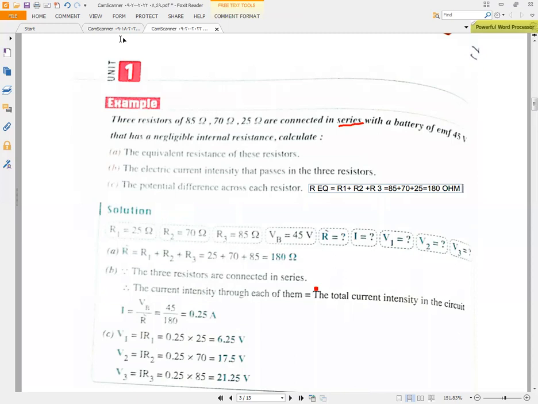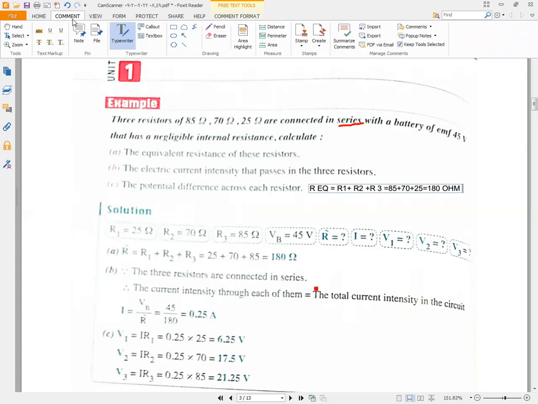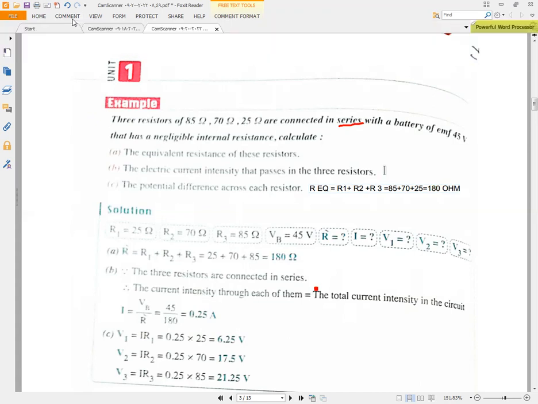Next, the electric current intensity passing in the resistors. When they are connected in series, they have the same value of the electric current. So to calculate the current intensity all over the circuit, it will be the same. We'll use Ohm's law: I equals V over R equivalent. The total voltage of the battery equals 45, so 45 divided by 180.